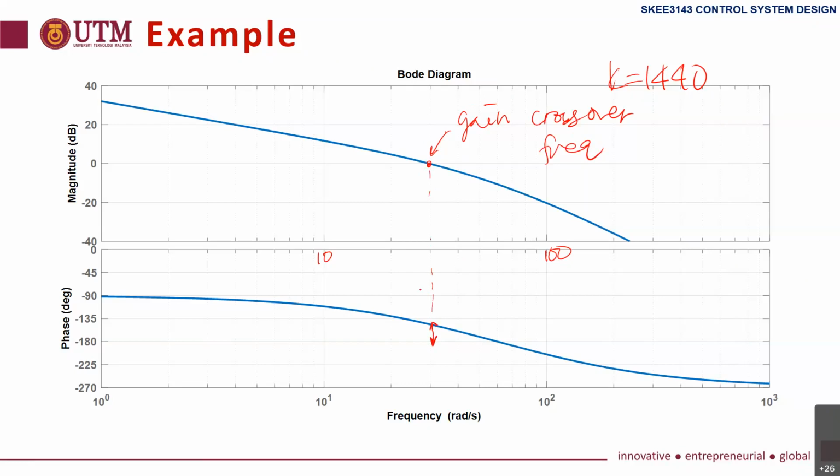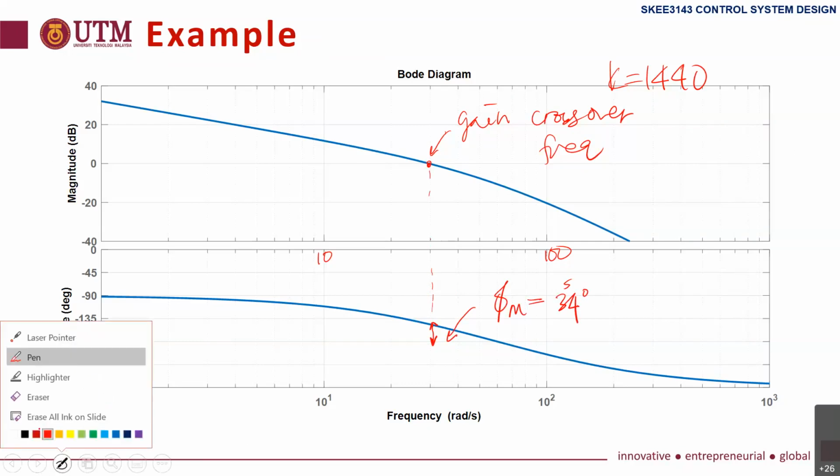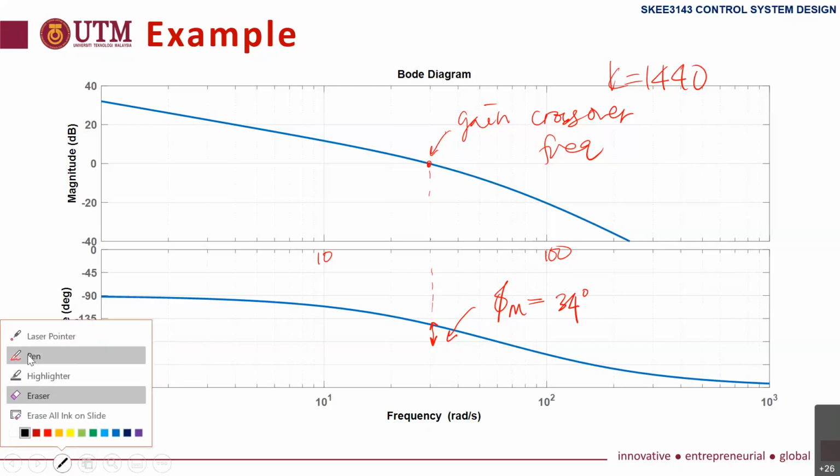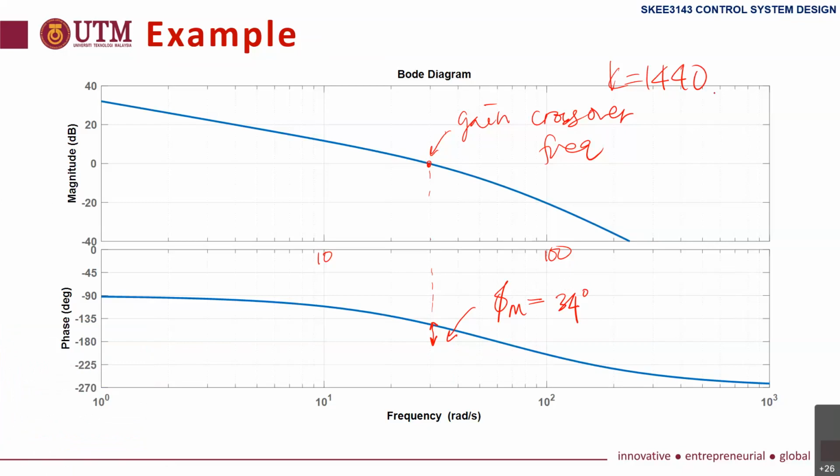If you calculate here, the phase margin is 34 degrees. This is not exact, but the actual is 34 degrees. It's similar to the one given in the textbook. Okay, so this is the one with K1440. We get gain crossover at omega about 30 radian per second, and the phase margin is 34. We will consider this as the original system.